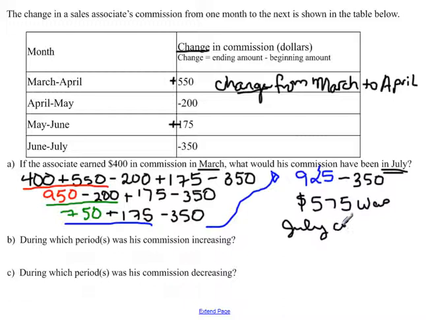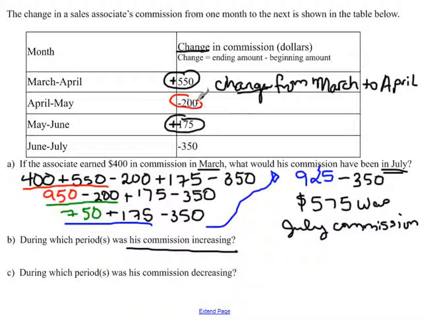We want to be sure that we answer the question clearly that was being asked of us. We can see here during which periods the commission was increasing. That's where there was a positive change. So March to April and May to June. And where was it decreasing? Well, that's where it would have been negative. So that would have been April to May and June to July. And we would want to be sure to fill that information in.